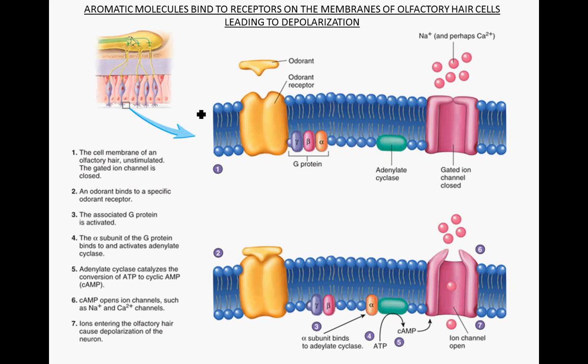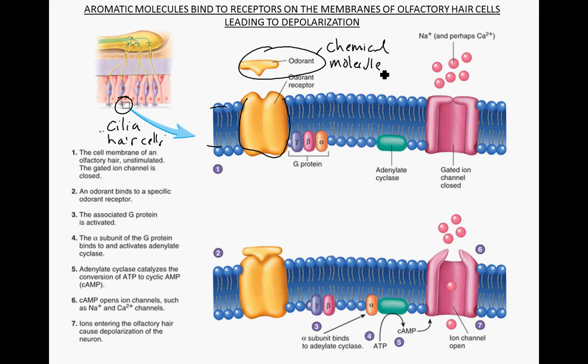So here we see, again, we've zoomed in on those modified dendrites, the cilia. So these are also hair cells, which we'd seen in the hearing mechanism. In the membrane of those cilia, so here's the membrane, you have these receptors that are wedged in the membrane, and then here is the odorant, and this is a chemical. It's a molecule. A chemical molecule.